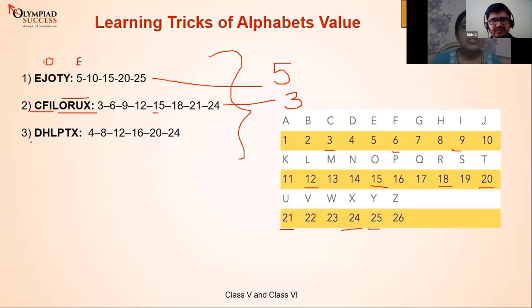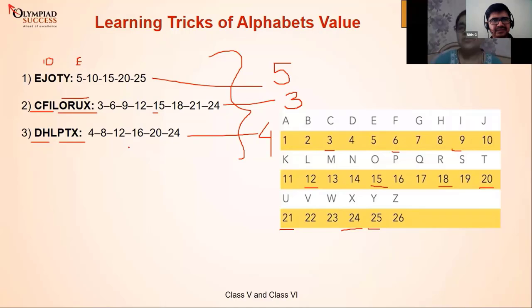Moving next, we have the DHL PTX. So in DHL PTX, DHL is actually starting from 4, 8, 12, and PTX is equal to 16, 20, 24. So if I'm not wrong, I'm very sure that you have already got the correct answer, that it is a multiple of 4. Yes, so DHL PTX is an easy form of remembering all the place values of the alphabets which are a multiple of 4. Guys, it is very interesting and very nice, isn't it?